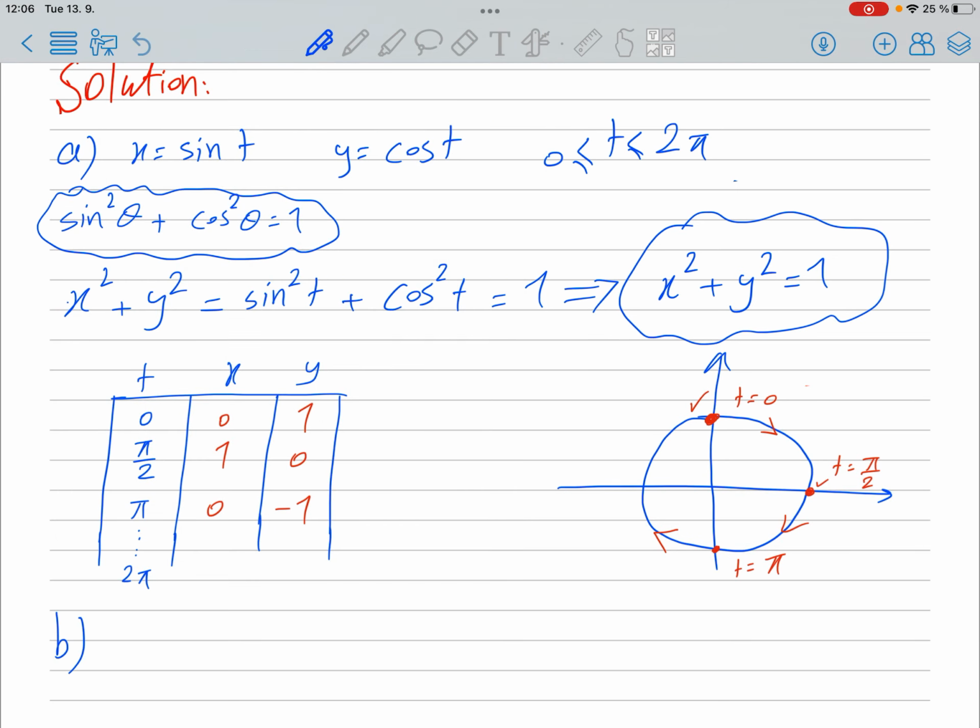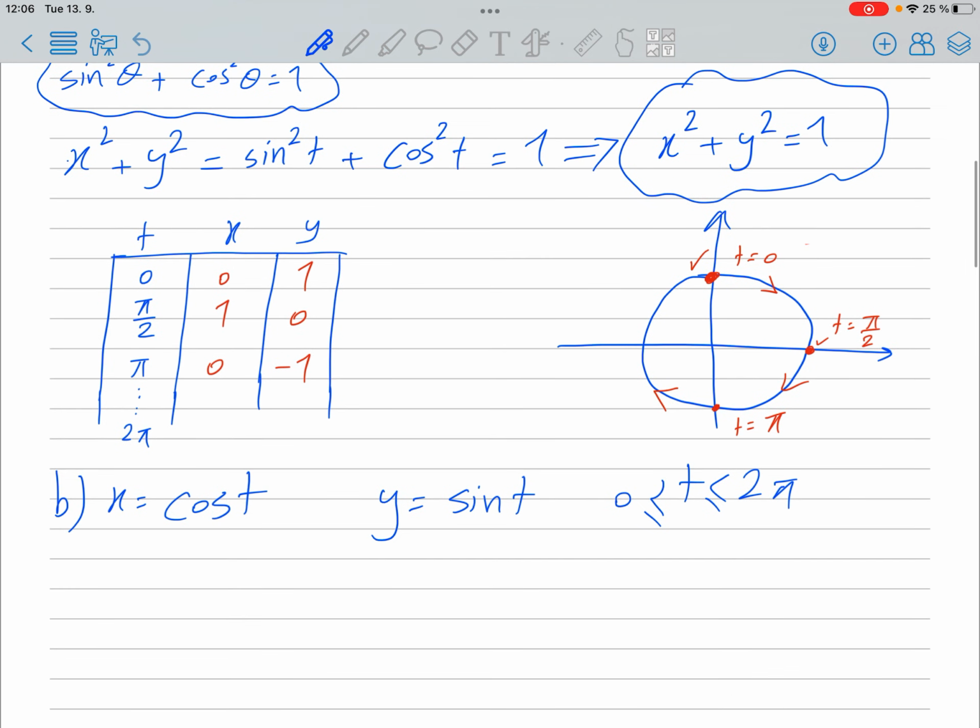For the second example, you have x is equal to cosine of t and y is equal to sine of t, and t between 2 pi and 0. You can see that in the previous example, x is equal to sine of t and y is equal to cosine of t, but here we somehow change the places of sine and cosine. By a simple computation, like the previous example, I believe you could easily get that x squared plus y squared is equal to 1.